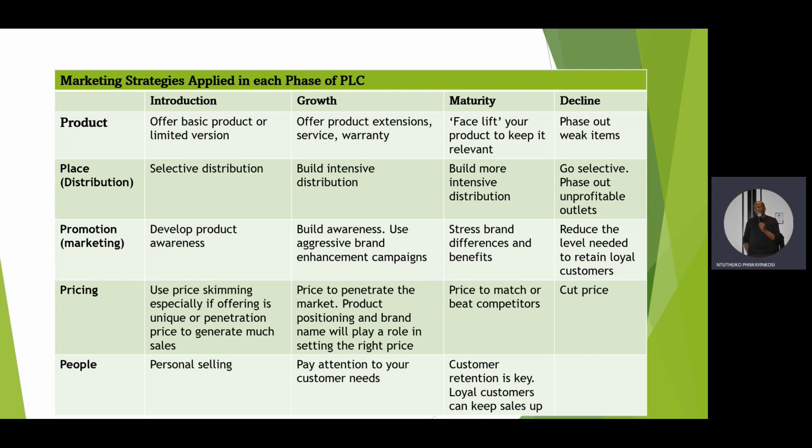There are actually 5 marketing strategy elements that you need to take into consideration when you are applying the marketing strategies in each phase of the product life cycle. One of those elements is the 5 P's: product, place, promotion, pricing, people.